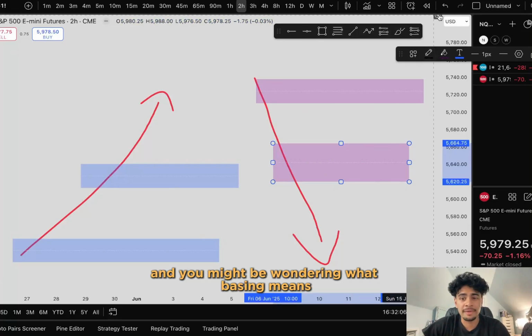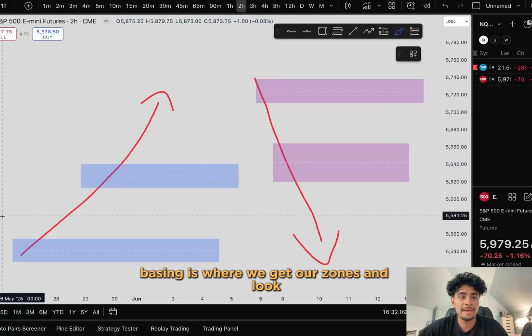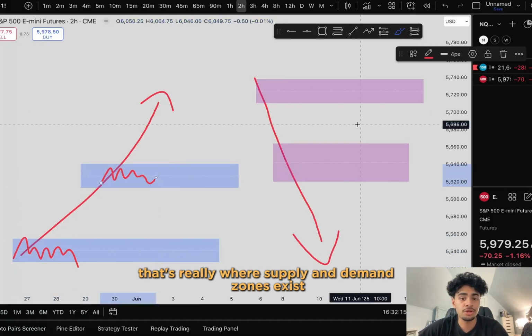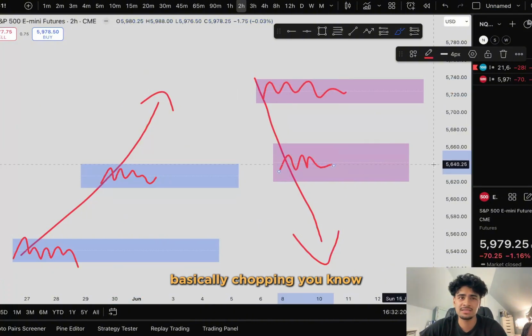And you might be wondering what basing means, and I'll explain that right here. Basing is where we get our zones, and look, this is an example of basing. Basing, that's really where supply and demand zones exist. Basing, basically chopping, you know?